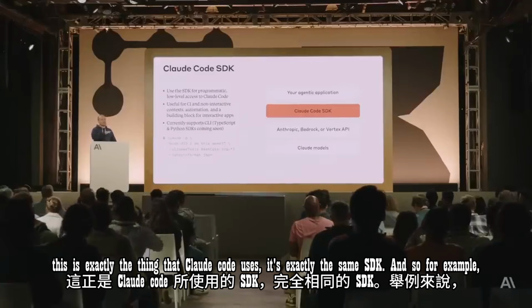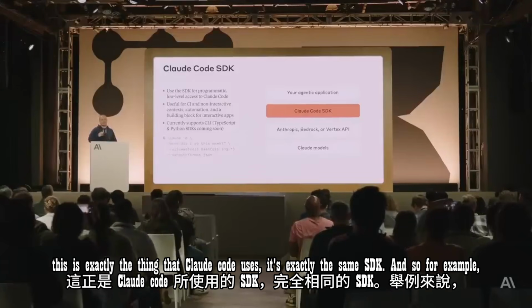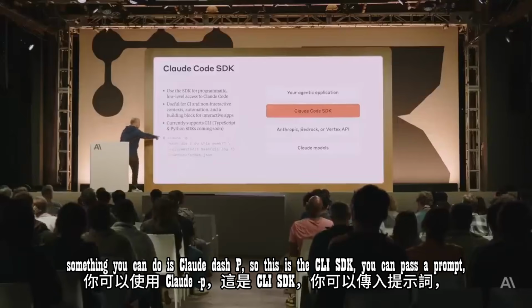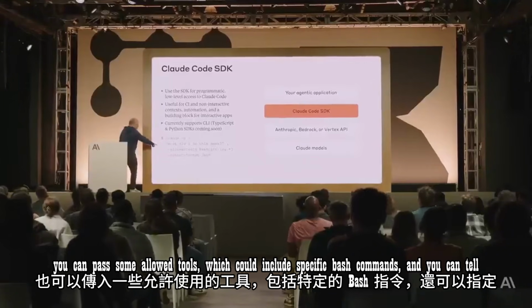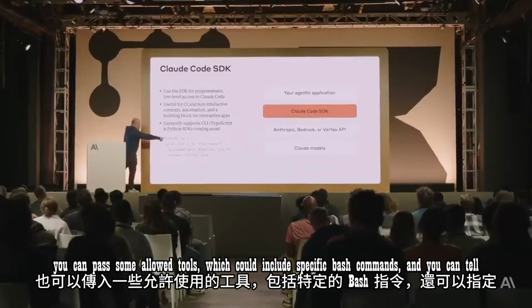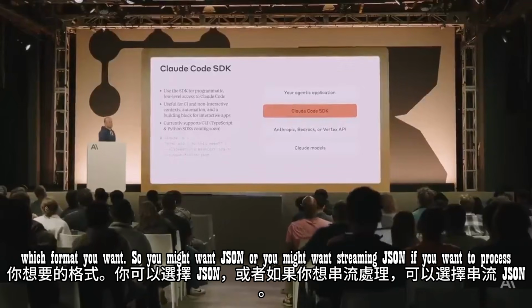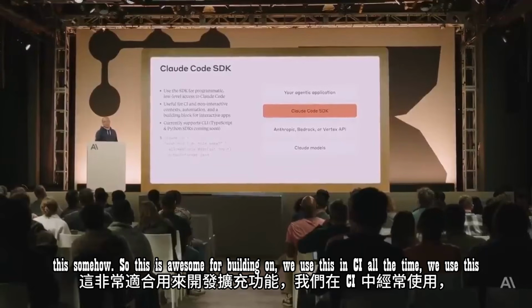You can do cool stuff. This is exactly the thing that Claude Code uses. It's exactly the same SDK. And so, for example, something you can do is claude -p. So this is the CLI SDK. You can pass a prompt. You can pass some allowed tools, which could include specific bash commands. And you can tell it which format you want. So you might want JSON, or you might want streaming JSON if you want to process this somehow.